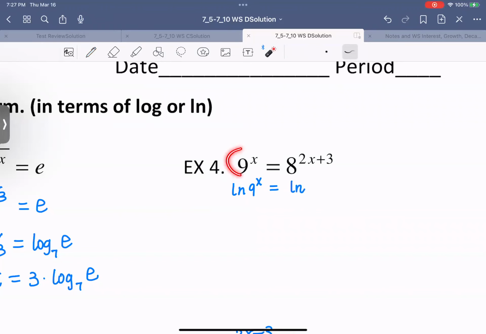if I want to solve this equation, I will do the natural log for both sides. Same base. This is still equal, right? Yes. And then you will put this x in front.